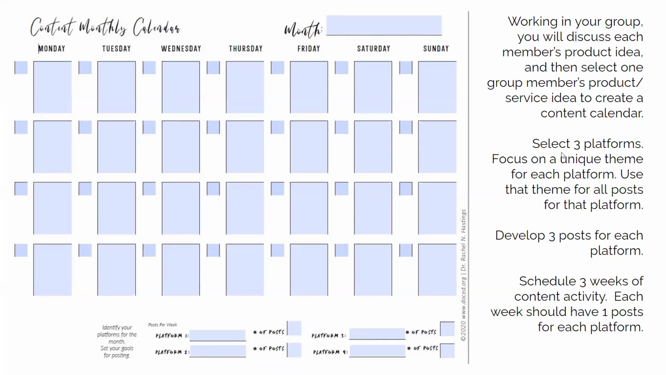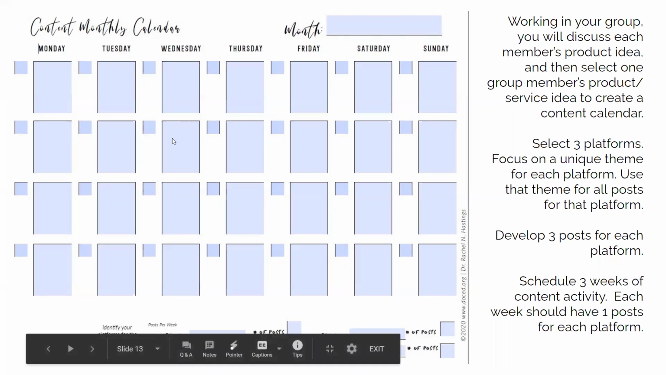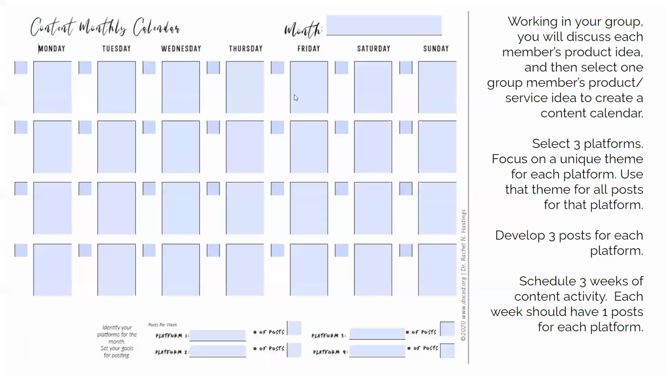So maybe one of your platforms is Instagram. You need to come up with 3 posts for Instagram. You'll put them on this calendar. We're going to do a 3-week calendar. This one shows 4, you can do 3 weeks. So you need to have at least 3 posts, 1 in week 1, 1 in week 2, 1 in week 3 for Instagram. And then maybe your second platform is YouTube, and our theme is going to be tutorials. We're going to have a tutorial video, 1 in week 1, 1 in week 2, 1 in week 3.